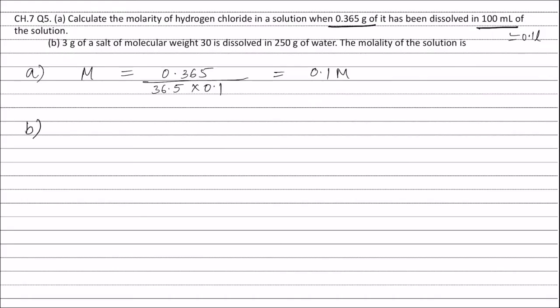B part, weight of the salt is 3 grams, molecular weight of the salt is 30, and weight of water is 250 gram. So weight of water in kgs will be 0.25 kgs. Now molality of the solution will be equal to weight of the salt, that is 3 grams, divided by molecular weight of the salt, that is 30. This gives the moles of the salt, and dividing the moles of salt by the weight of water, that is 0.25 kgs, gives the molality of the solution, which is equal to 0.4 m.